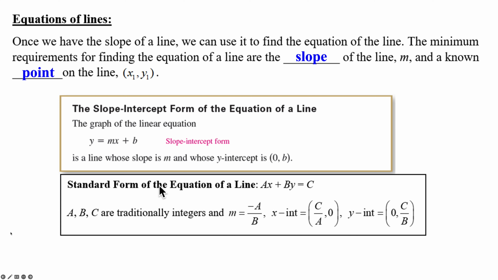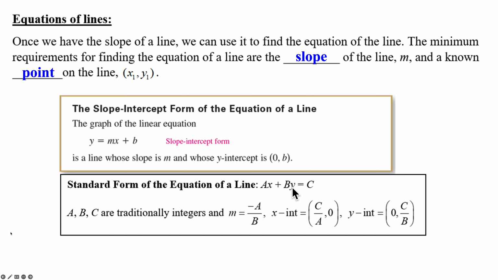Second form is standard form. This is kind of old school because it's written as capital Ax plus capital By equals capital C, where those 3 coefficients, capital A, B, and C, are traditionally integers, no fractions. And you can find the slope from this really quickly. It's going to be the opposite of A over whatever the B is. Include that sign. If you think about changing this into y equals mx plus b, you would subtract over the Ax, divide over the B, and that's where the slope comes from.